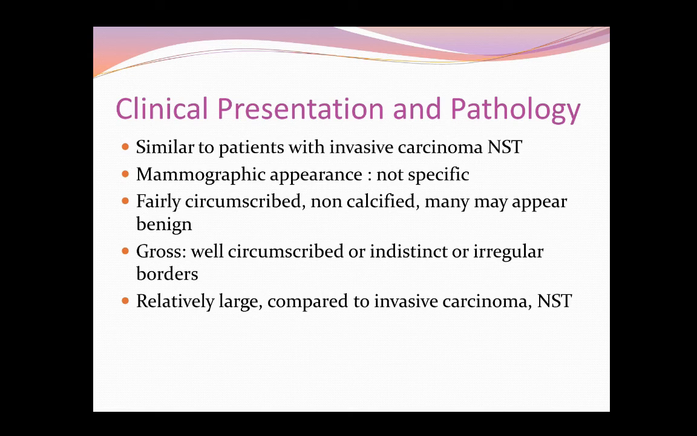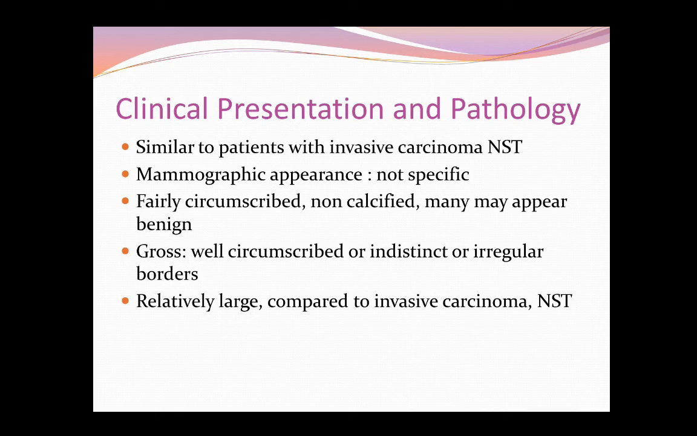Now, the clinical presentation and pathology of this metaplastic carcinoma is similar to patients who have invasive carcinoma of no specific type in terms of the age of presentation, the manner in which they present, and the location within the breast in which they arise. Mammographic appearance is not specific. They are usually fairly circumscribed and non-calcified. That makes them appear like benign lesions.